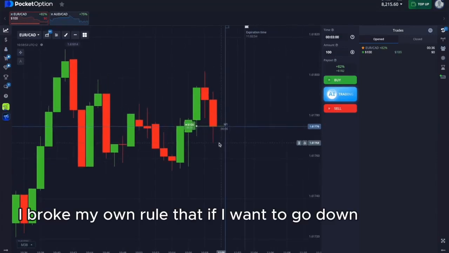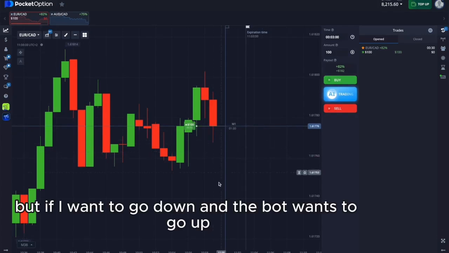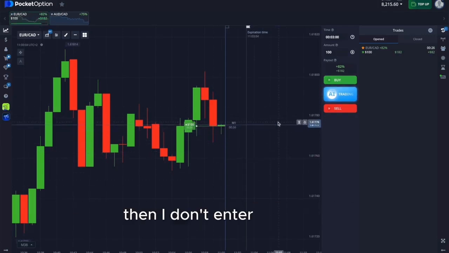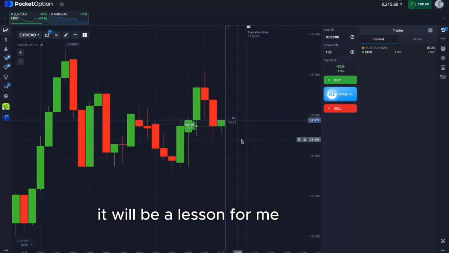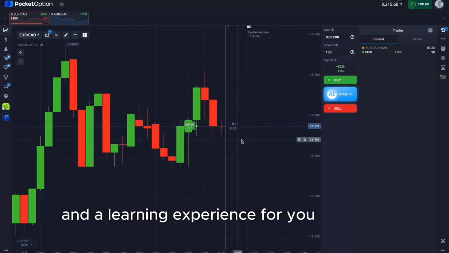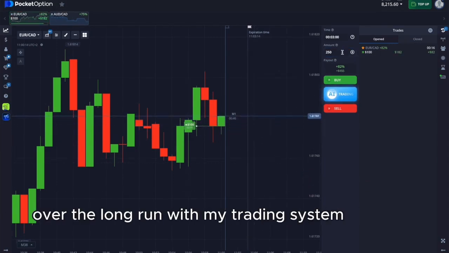You see, I broke my own rule that if I want to go down and the bot also wants to go down, I enter the trade. But if I want to go down and the bot wants to go up, then I don't enter. But here I did enter. If it ends up being a loss, it will be a lesson for me and a learning experience for you. And I'll also show you how I try to stay profitable over the long run with my trading system.